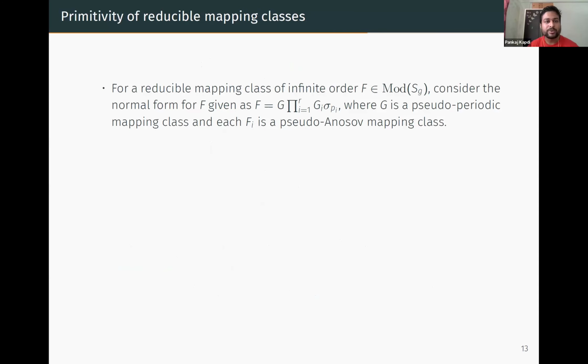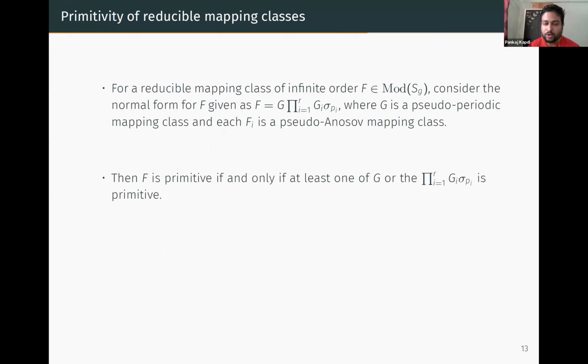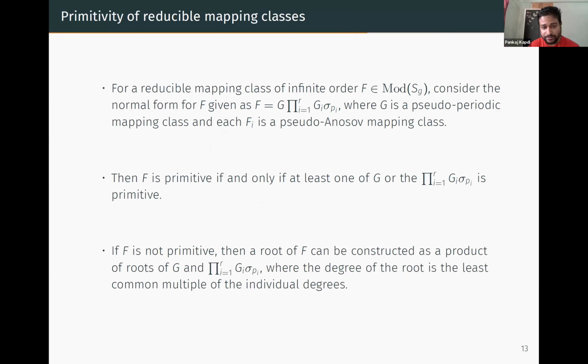Okay, so now I'll move to the primitivity of reducible mapping classes. If I have a reducible mapping class, I'll write it in its normal form, and then f is primitive if and only if at least one of g or this product is primitive. If both are not primitive, or f is not primitive, then you can construct a root of f from individual roots of these pieces, the pseudo-periodic piece g and the product of sigma_i, g_i sigma_i, and the degree of that root will be the least common multiple of the individual degrees.